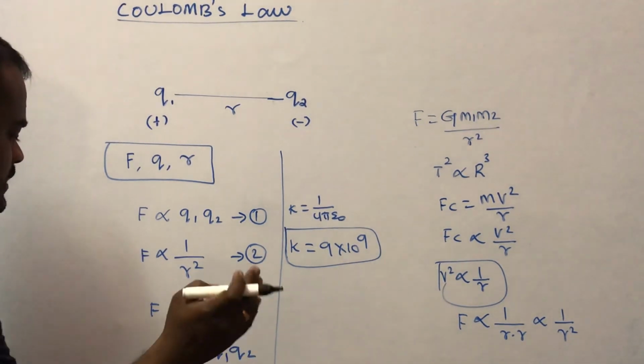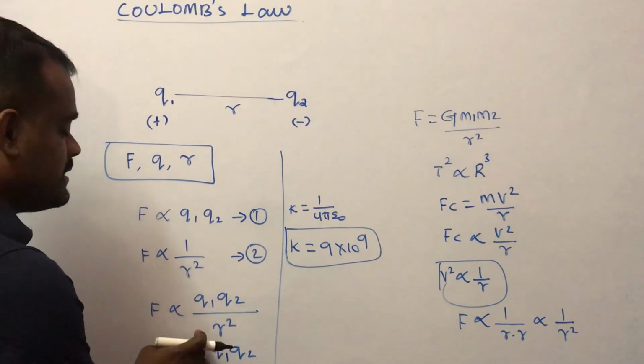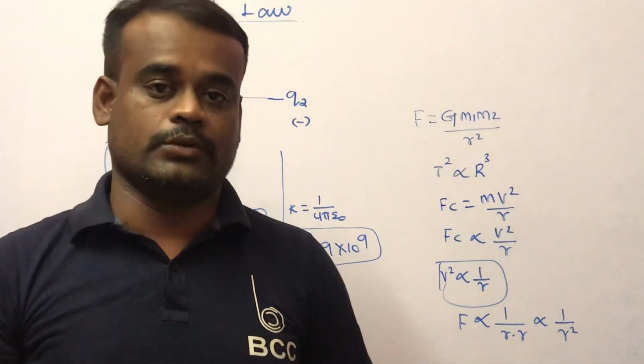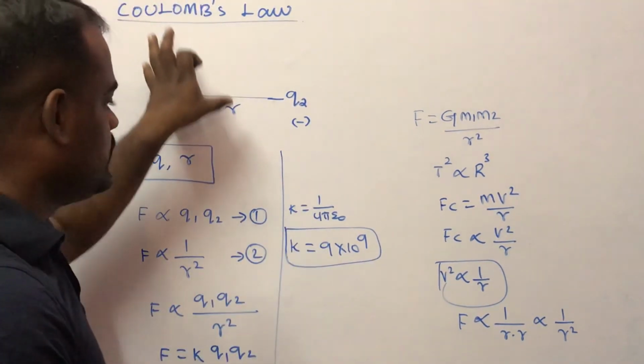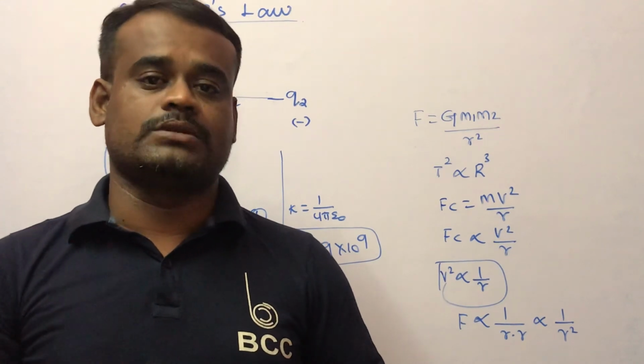Then, when we know the values of Q1 and Q2, the distance, and the constant value, you can easily calculate the force. So this is Coulomb's law of force, which is the electrostatic force also.